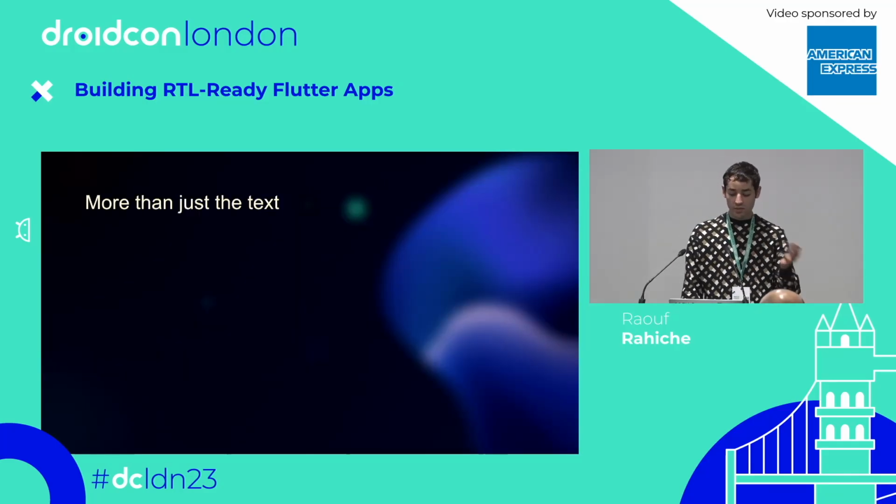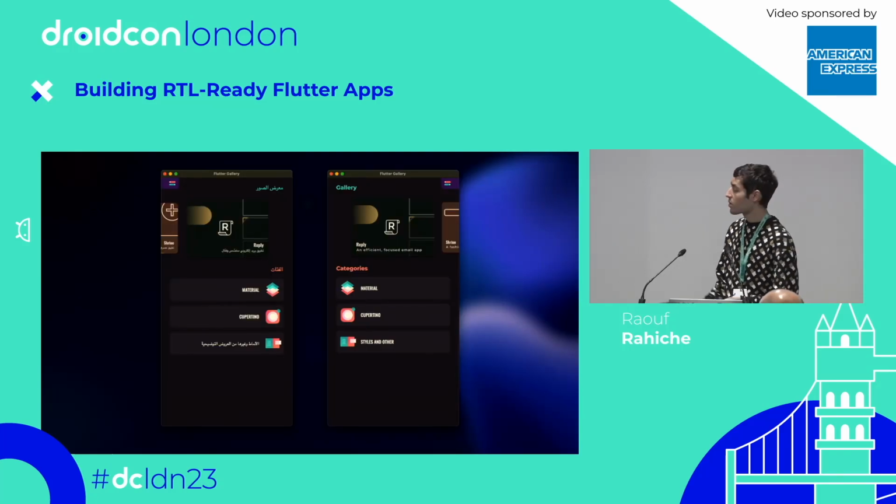We have seen text, we have seen numbers, we have seen emojis as well. Now let's talk about the rest. This is an example from a Flutter app, in both Arabic and English. It literally looks like a mirrored version. We see that it's not just text. The text is being flipped for sure. We have the sliding now. Instead of sliding from left to right, you will be sliding from right to left.